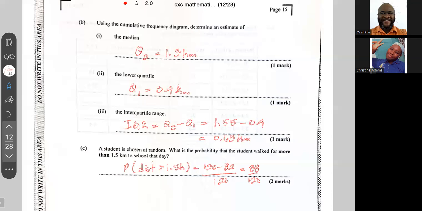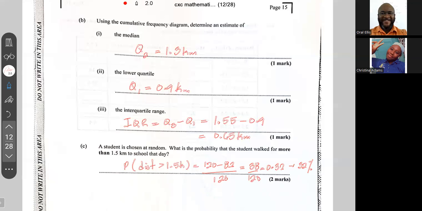I normally like to write my probability as a decimal and as a fraction. So this is 38 divided by 120. And this is 0.32, or 32%. There's a 32% chance if you select a student at random that that student would have walked more than 1.5 kilometers to school on that day.